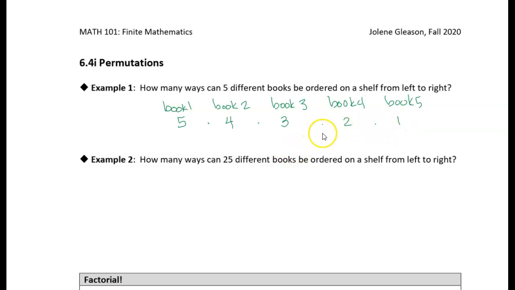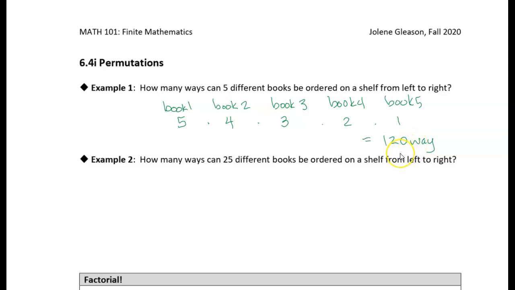So I'm just using the multiplication principle. If I multiply the number of ways to complete each task, then I'll get the total number of ways to complete all of the tasks together. So that gives me 120 ways to arrange the 5 books on the shelf.